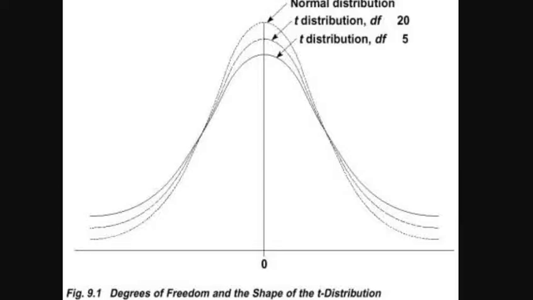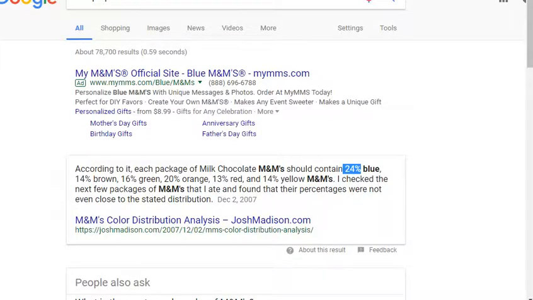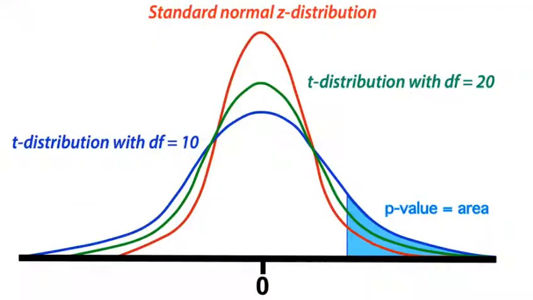So you might have seen me clicking around here. I had a different graphic for the T distribution. Here's another one. This one shows it a little bit better. So with 10 degrees of freedom, your T distribution looks like this. With 20, it looks like this. The larger your degrees of freedom gets, the closer it's going to look to an actual normal distribution.